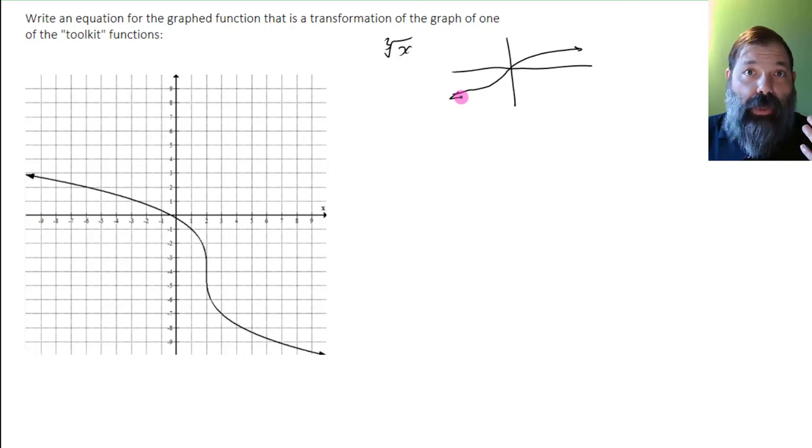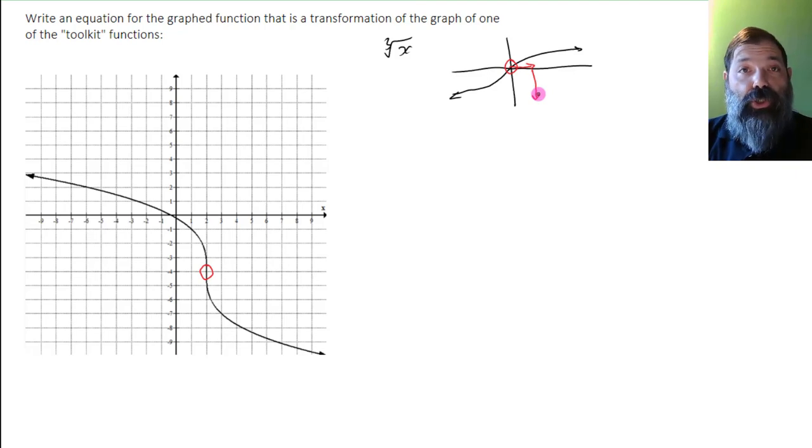So first, let's identify any shifts that have happened. And to do that, we want to find this central point of the curve. For this curve, that central point appears to be right here at (2, -4), which means that the curve has been moved right 2 and down 4.